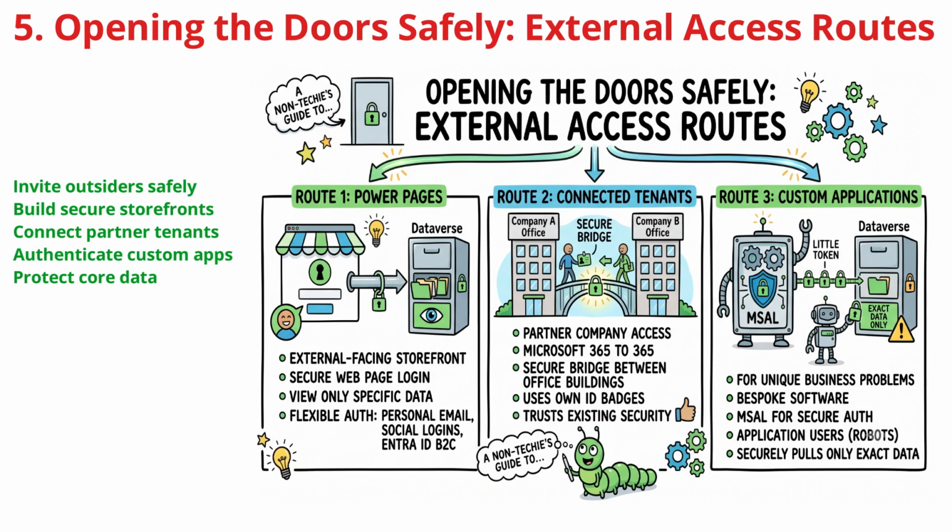Route 2 connects tenants, building a secure bridge so partner companies can easily enter using their existing ID badges. Route 3 secures custom applications, using robotic application users and secure tokens to ensure bespoke software pulls only the exact data needed, keeping everything else safely locked away.